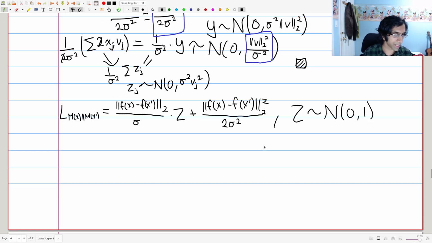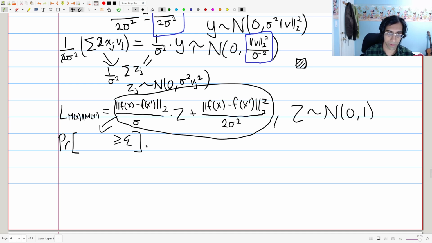What we want to say is, our goal is to prove epsilon-delta differential privacy, which shows that this will be bounded by epsilon with probability 1 minus delta. So what happens when this is not bounded? We want to find the probability that this whole thing here is greater than or equal to epsilon. We want to show that that's less than or equal to delta, which is our final goal.